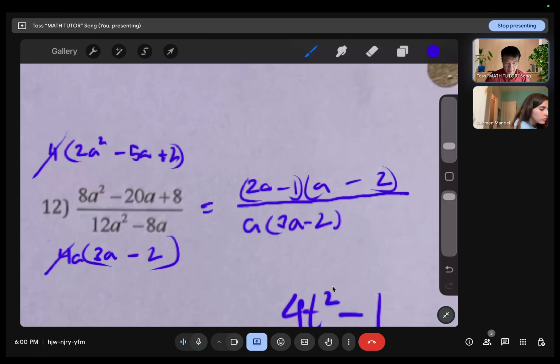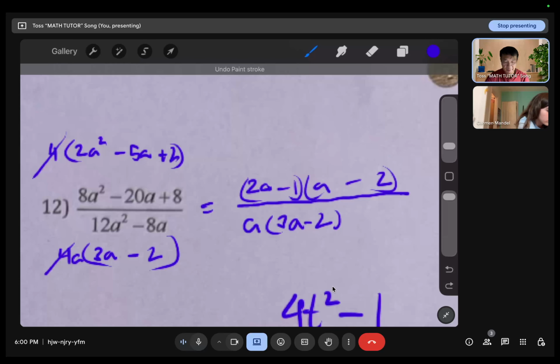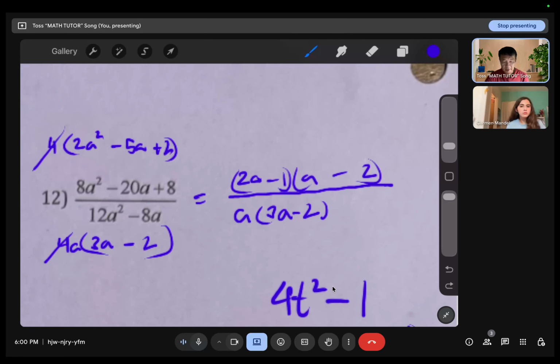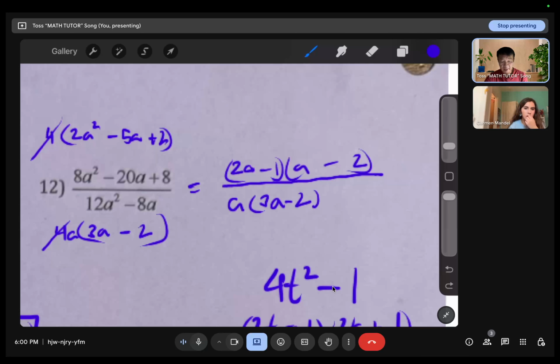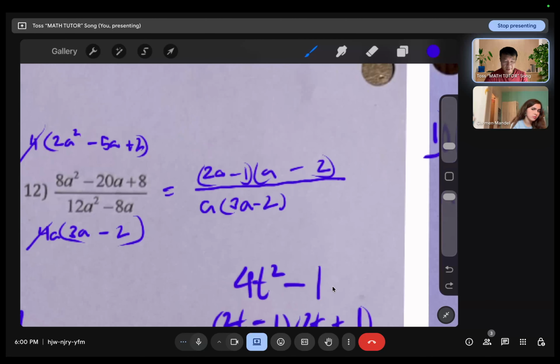Okay, let's check. Would that work? Outer will be a negative 4a. Inner is negative 1a. Yeah, you get that. And then the last will be a positive 2. Is that okay? Well, it looks to me like nothing cancels. So is that just the answer? Well, you still have to write the restriction. This will be the answer.